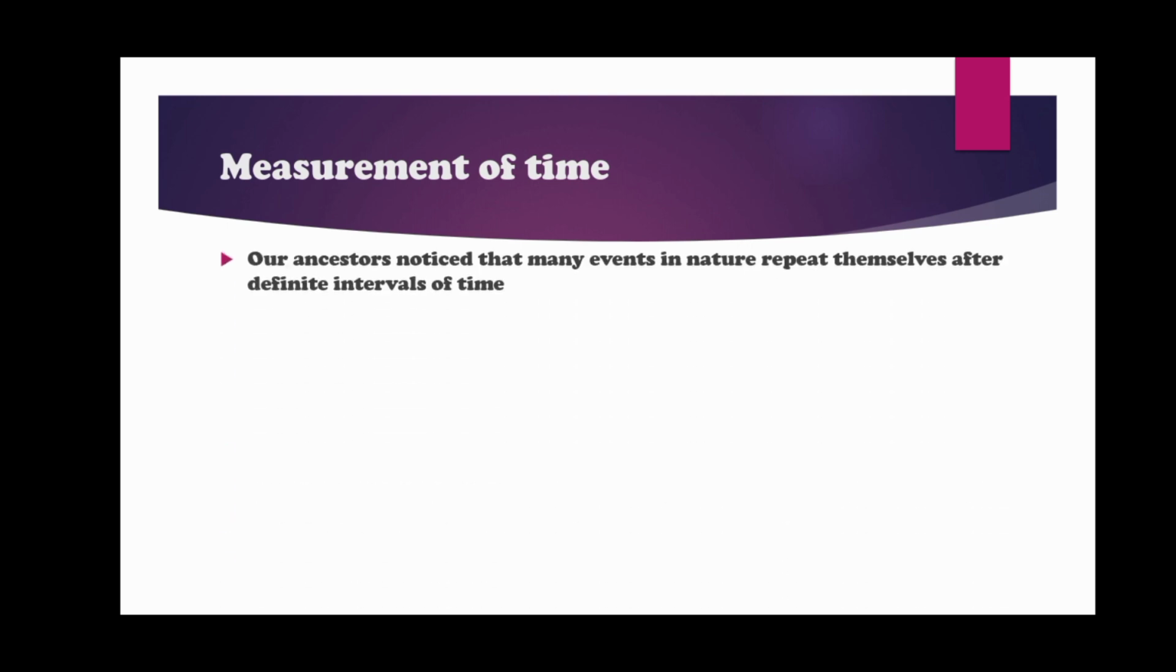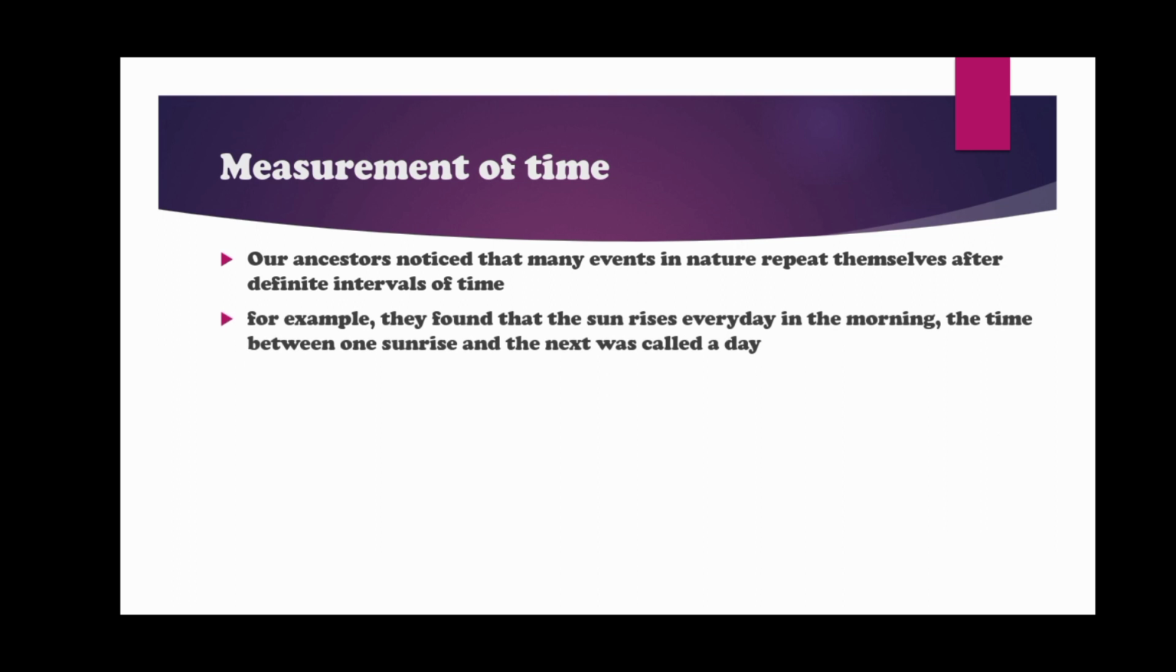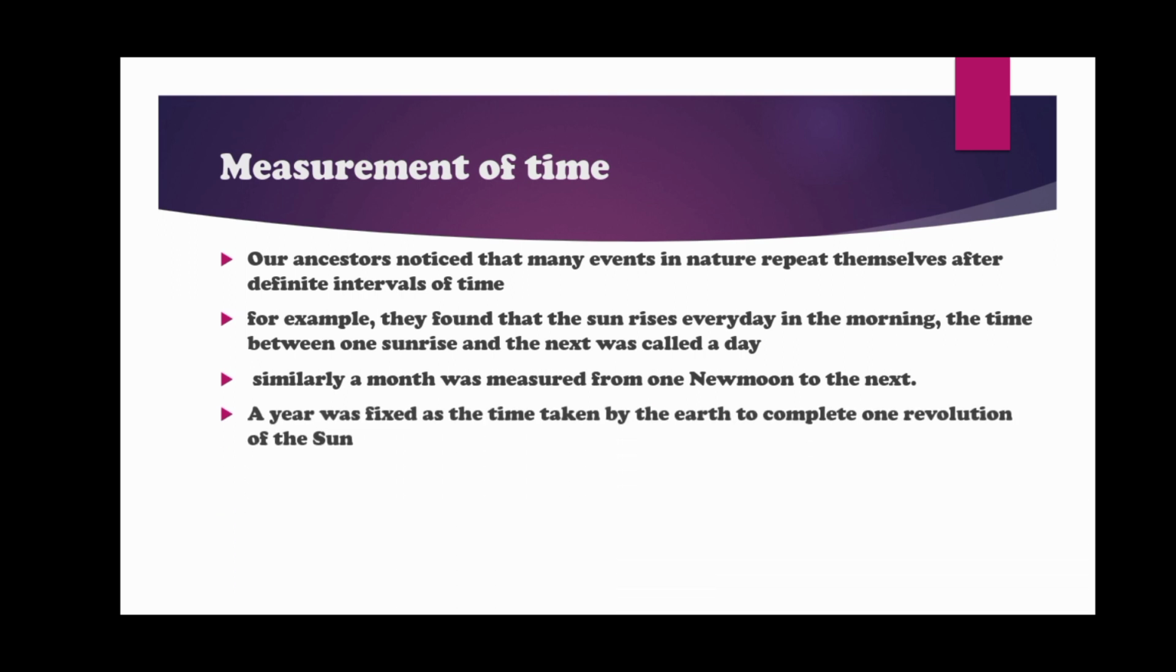Our ancestors noticed that many events in nature repeat themselves after definite intervals of time. For example, they found that the sun rises every day in the morning. The time between one sunrise and the next was called a day. Similarly, a month was measured from one new moon to the next. A year was fixed as the time taken by the Earth to complete one revolution of the Sun.